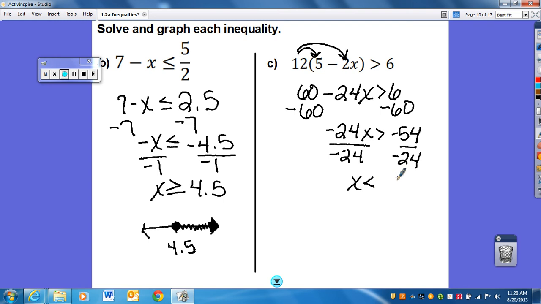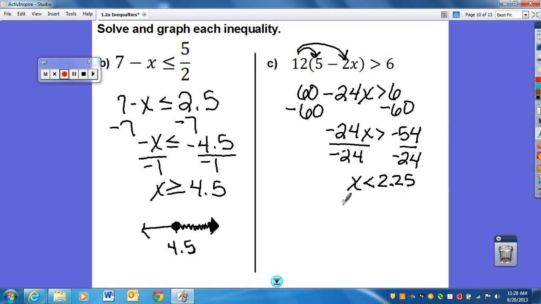And then I either need to reduce my fraction, leaving it as improper, I can change it to a mixed number, or I can use a decimal. I'm going to use a decimal. Negative 54 divided by negative 24 is 2.25.